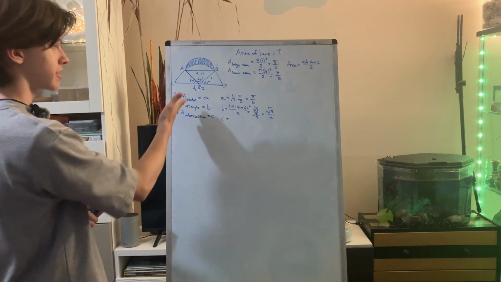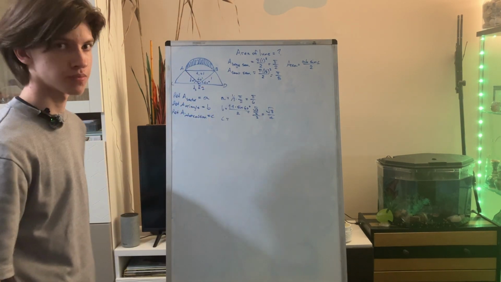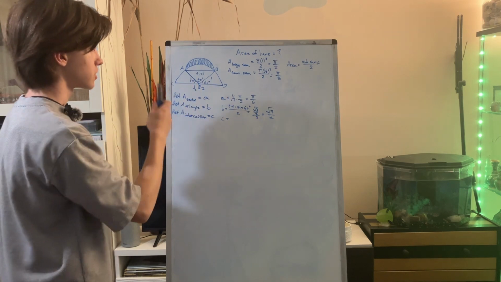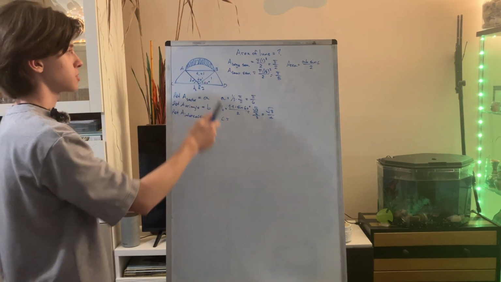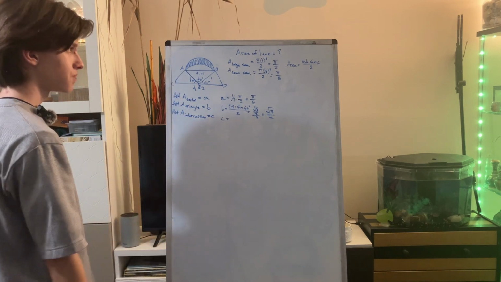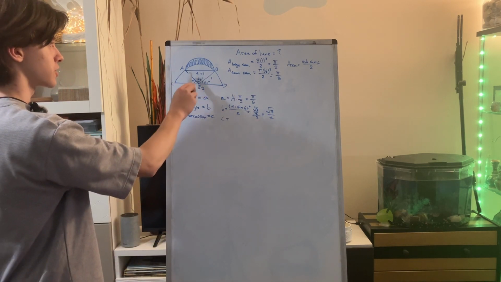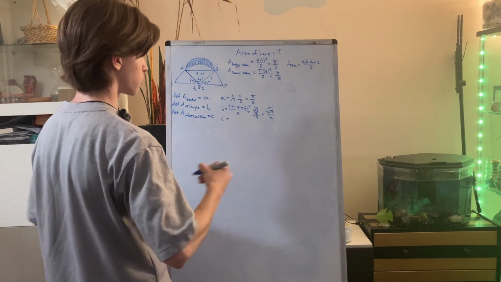And now for C, we are actually almost done. We needed to find the area of the sectors and the triangle to actually find the area of this intersection. Because once we know the area of this intersection, we're able to subtract it from the area of the small semicircle to get the area of our lune. And to get C, we have to subtract the sectors and the triangle from the large semicircle.